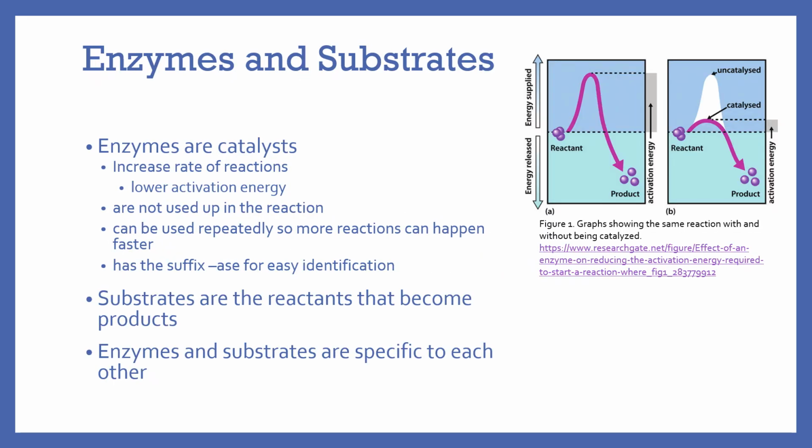First, we need to understand what an enzyme and a substrate is. In chemical reactions, enzymes are the catalysts that speed up the rate of a reaction. They do this by lowering the activation energy needed to change a reactant into a product. The enzyme is not used up in the reaction and can be used over and over again so more reactions can happen faster. Because of this, the concentration of enzymes required is low.